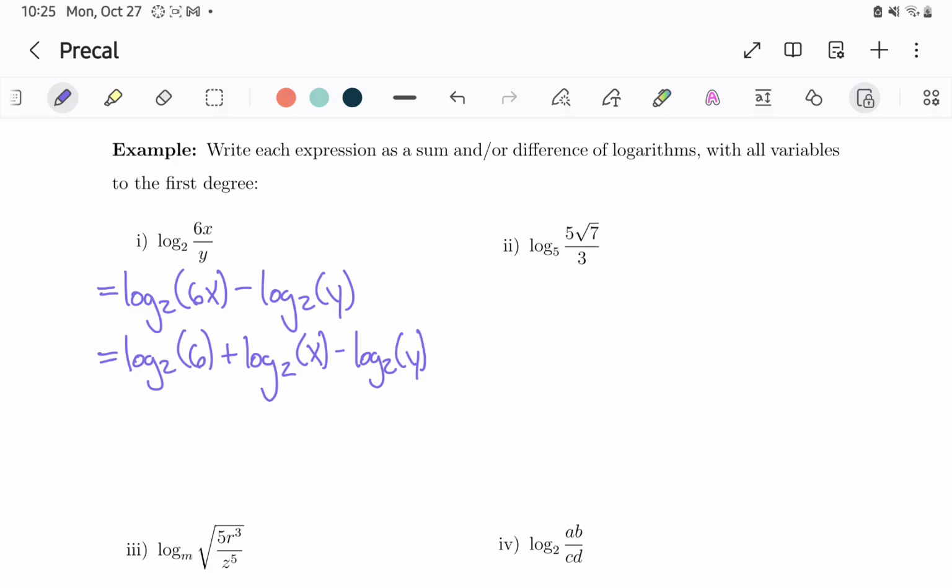And I would say as far as the instructions are concerned, we can be happy with our answer here, but I will point out that we could decompose log base 2 of 6 even further using the product property. We could write it as log base 2 of 2 plus log base 2 of 3, because of course 6 is equal to 2 times 3, and then plus log base 2 of x minus log base 2 of y.